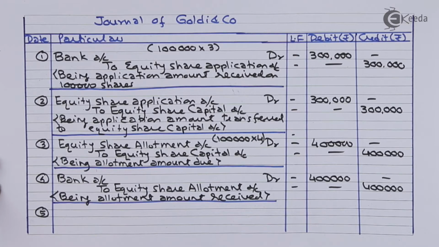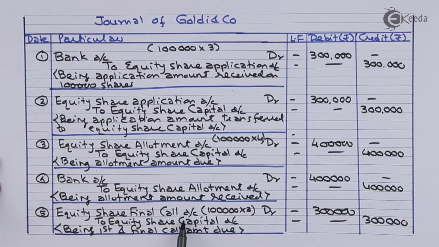Next entry is for the final call. The company demands final call rupees 3 per share. Equity share final call account debit to equity share capital account on 1 lakh shares 3 rupees due on final call.